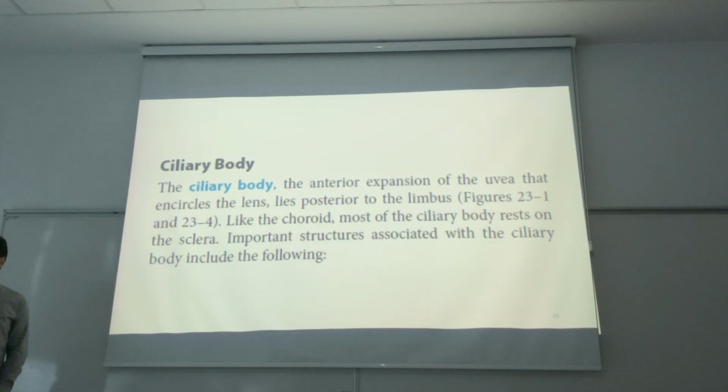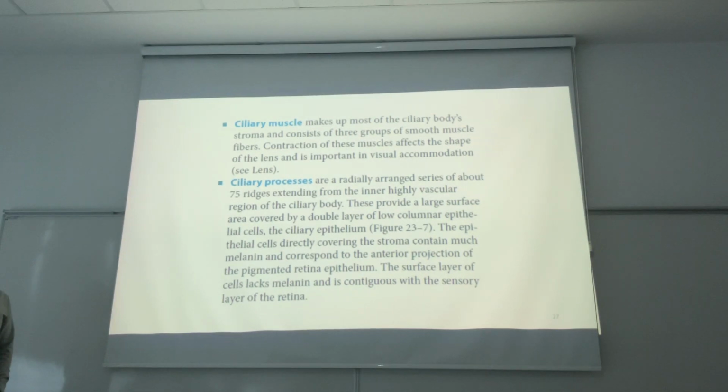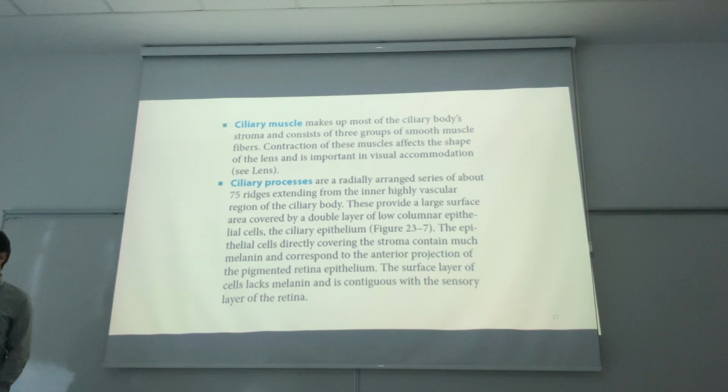The ciliary body is present between the iris and the choroid. The ciliary body has the ciliary muscles, which have a role in accommodation, and also we have the ciliary process. The ciliary process is covered with two layers of epithelial cells. These two layers of epithelial cells have a role in production of ciliary fluid.